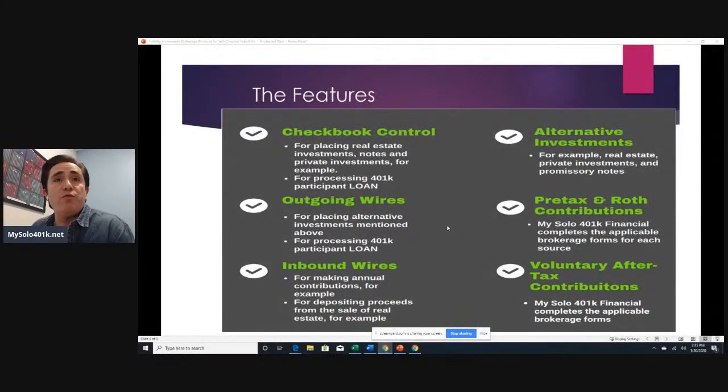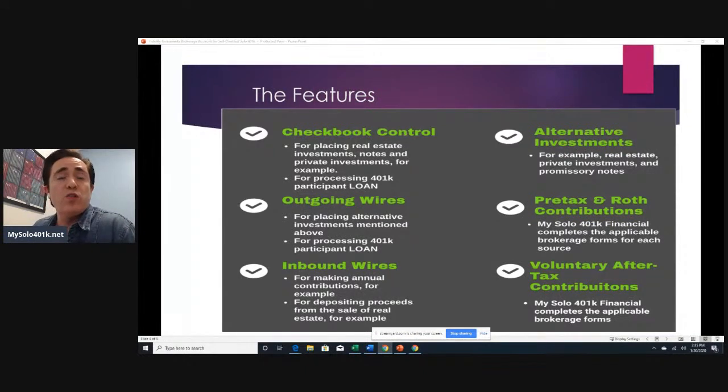Now let's look at some of the features of the Fidelity account. Or actually, give me a second. Let me just go back to the good question we have. Can we do a self-directed IRA checkbook with Fidelity? Good question.